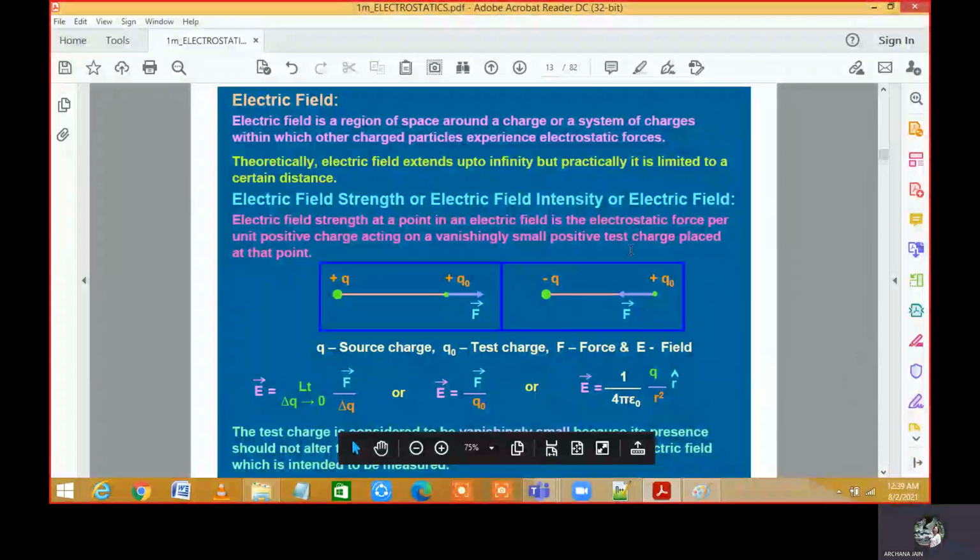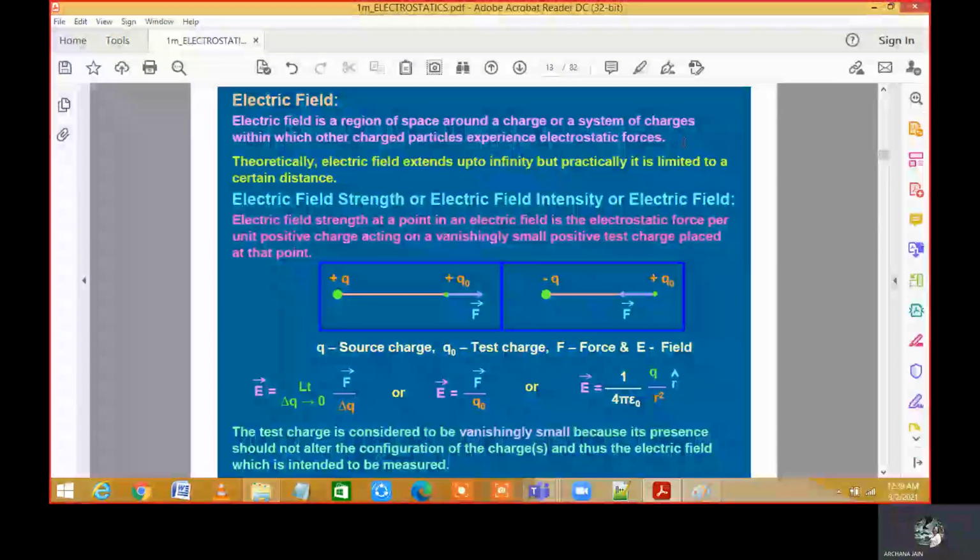Today we discuss about electric field. Electric field is a region of space around a charge or a system of charges within which other charged particles experience electrostatic forces. Electric field extends up to infinity, but practically it is limited to a certain distance.